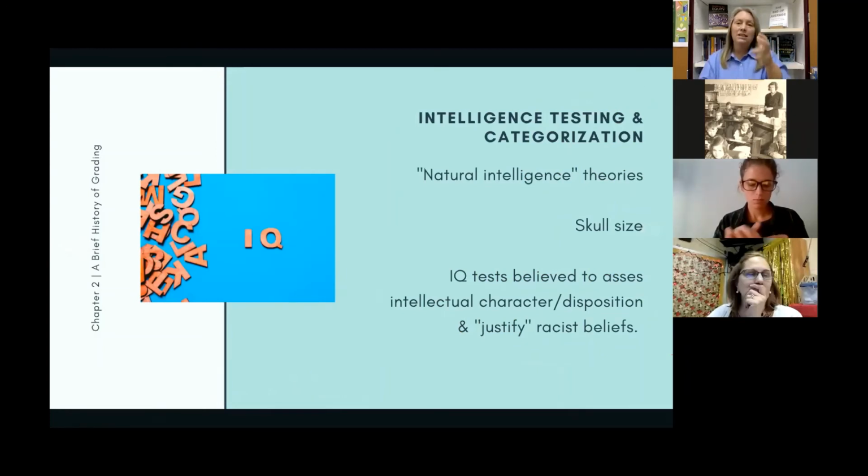And then there was intelligence testing and categorization that started to happen. There were these natural intelligence theories, whether we were or weren't born smart. Scientists were studying school size to determine if that would represent who is smarter. There were IQ tests believed to assess intellectual character, disposition, and even justify racist beliefs.